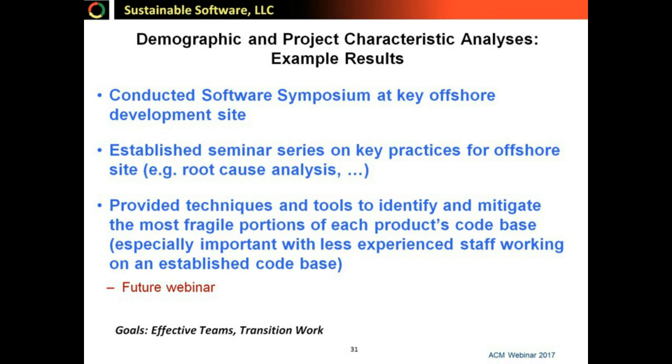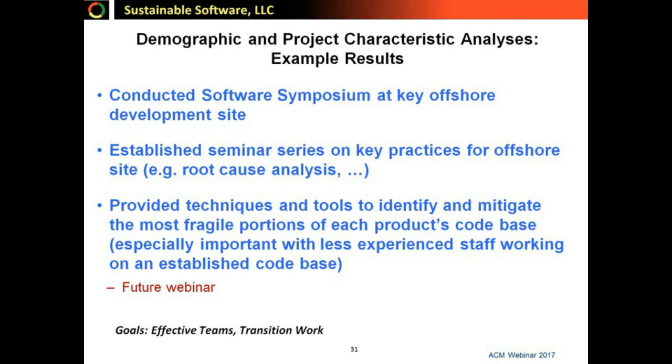The third one I think is really interesting. One of the things we did is we created some tools to identify the most fragile parts of a code base. And we identified the most fragile parts of a code base by those parts of the code base that caused field defects. Then we created some tools and some procedures to mitigate potential issues when making changes to these fragile portions of the code base.